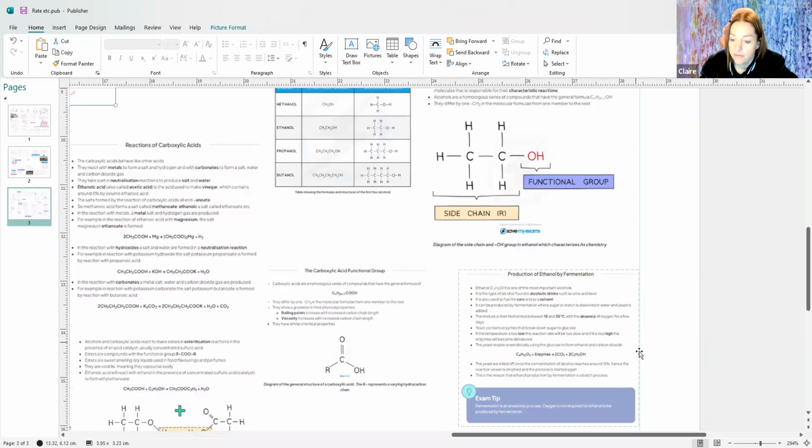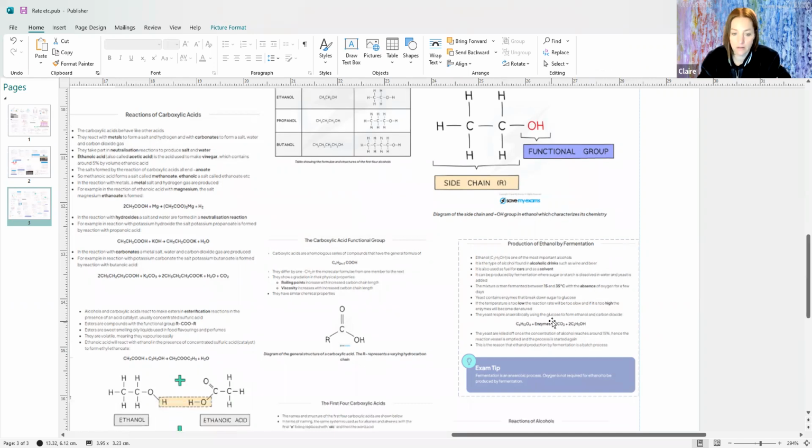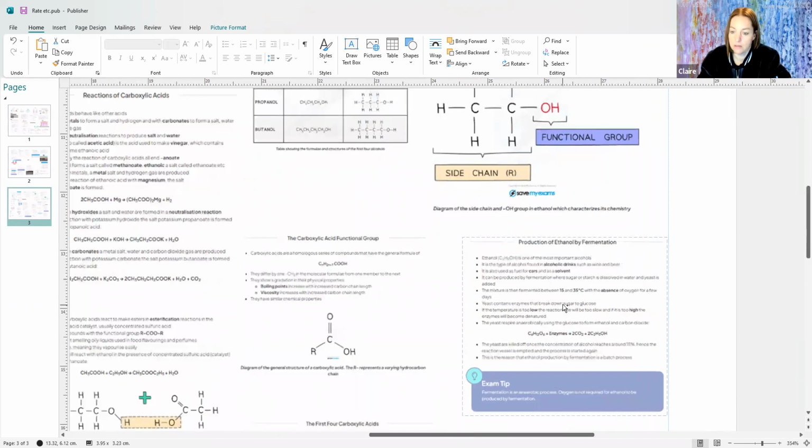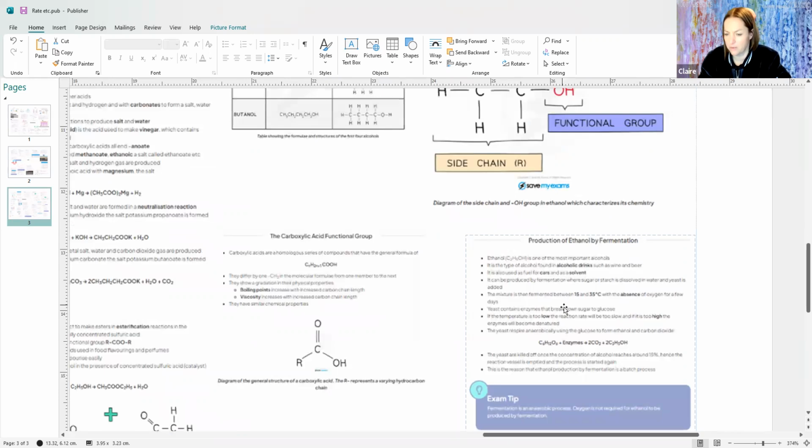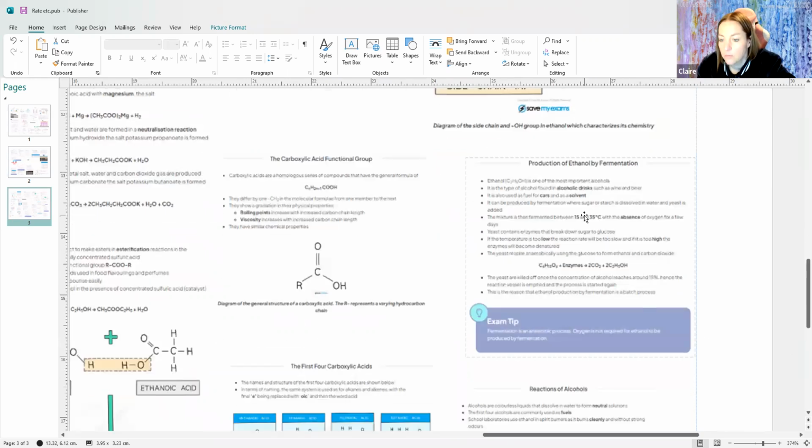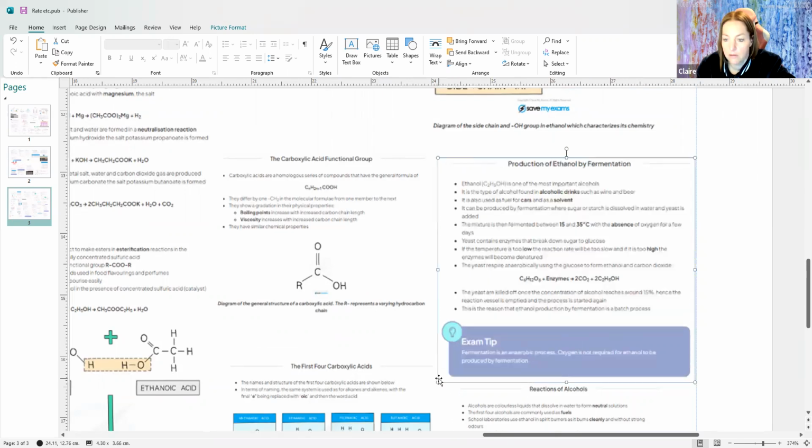Production of ethanol by fermentation. Hang on, let's zoom in about there. Oh, it's a bit blurry. I'm sorry about that, but when you enlarge it, it should be a bit better. I should try and enlarge it a little bit. Yeah, it's a little bit better.